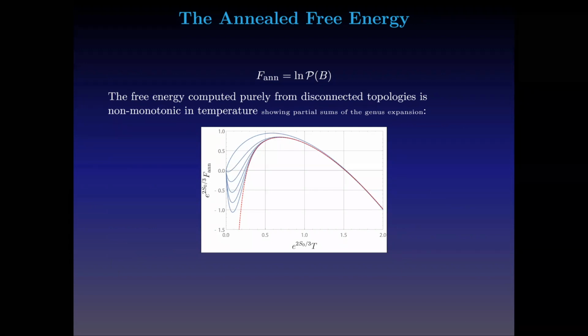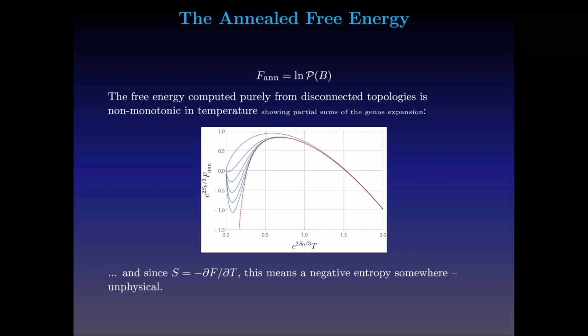So the annealed free energy is just computed by the log of the gravitational path integral with a single boundary. And this is computed purely from the disconnected topologies, and it is non-monotonic in temperature. I'll talk a little bit more in a moment about what all of these are, but roughly speaking, these are partial sums of the genus expansion, these blue curves here. And while they don't look like they're doing anything well behaved in this region, they are getting better behaved in the region over here. Now, I'll say more about these blue curves and the red curve in the next slide, but the main point I wanted to make on this slide is that since S is given by minus dF/dT, this means that we have some negative entropy somewhere, which is of course unphysical.